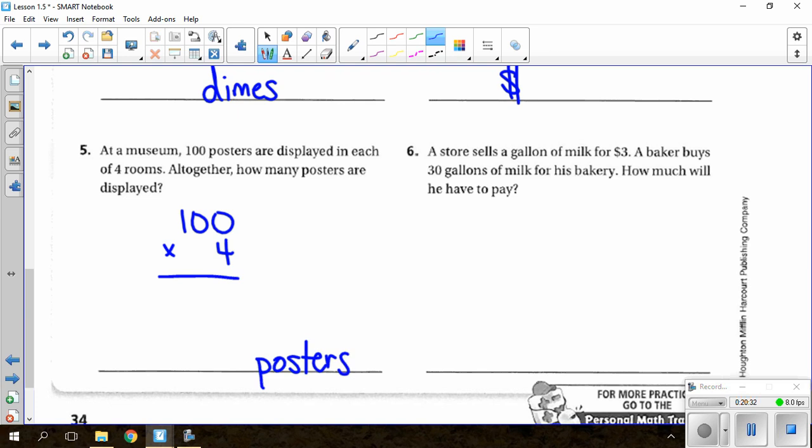And finally, for question number 6, a store sells a gallon of milk for $3. A baker buys 30 gallons of milk for his bakery. How much will he have to pay? So if he's buying 30 gallons and each gallon costs $3, he would need to take 30 times 3 to get the total amount of money he's paying for this milk.